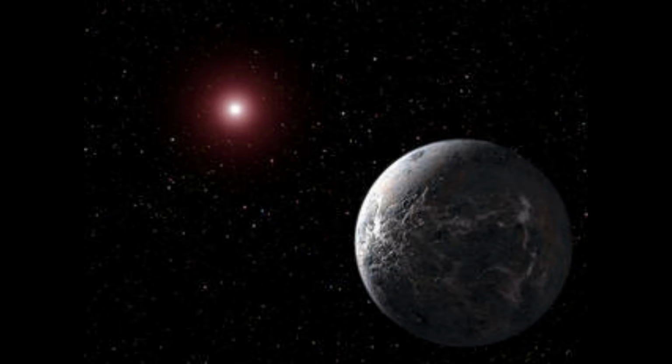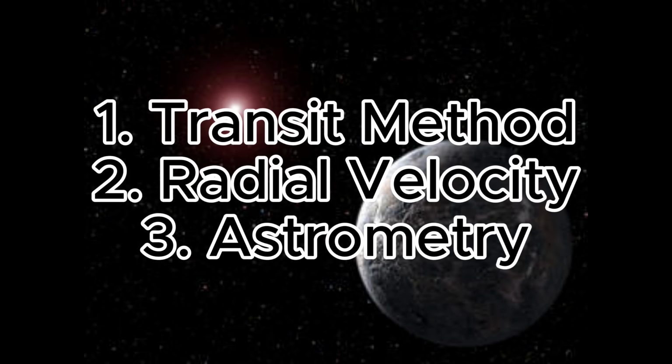What methods are currently available to detect these types of objects? We will go over three methods that have been used to detect exoplanets, such as the transit method, radial velocity, and astrometry.